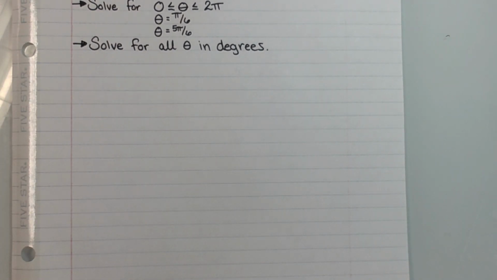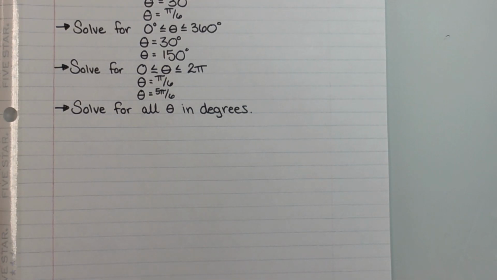How do I transition that to all angles in degrees? Let's start with this. If I know 30 and 150 work, what are some other angles that would work? I could add and subtract 360. I could do the coterminal angles. I can add and subtract 360 as many times as I want. And those angles will work.